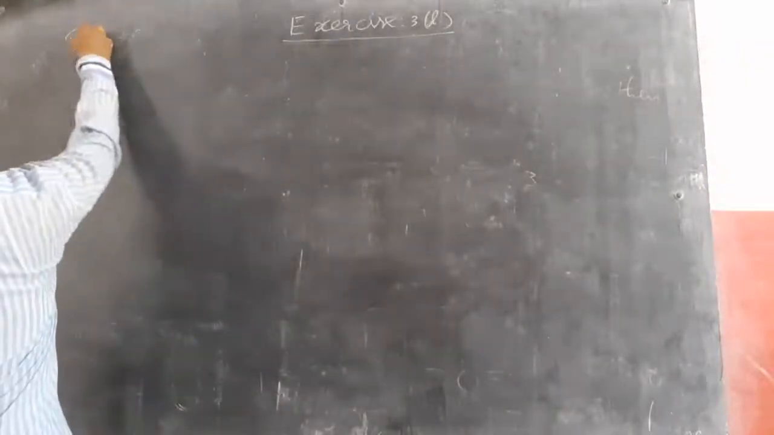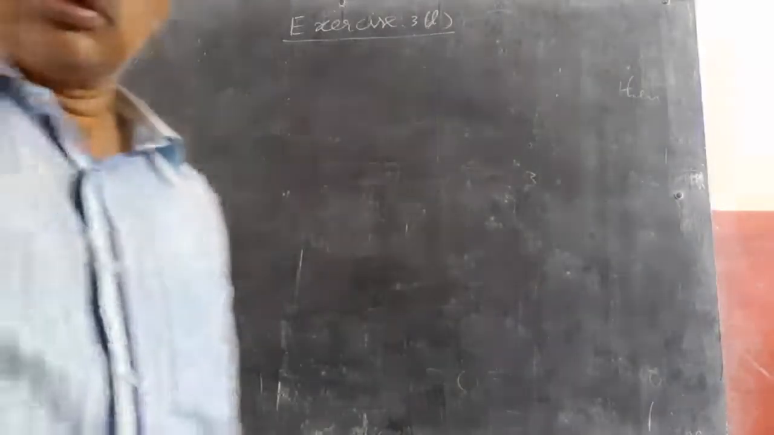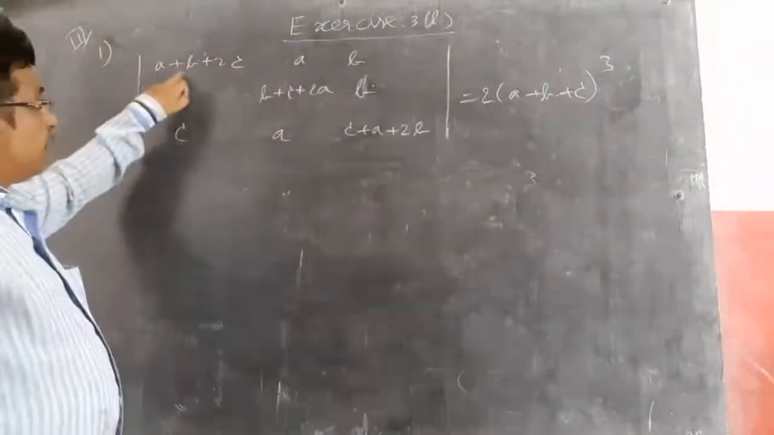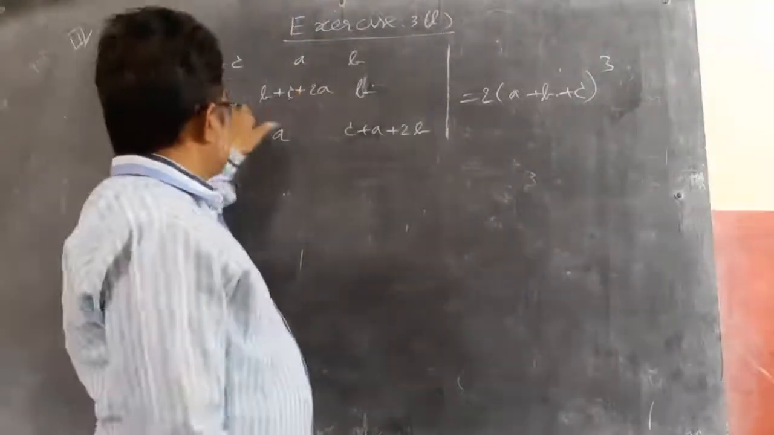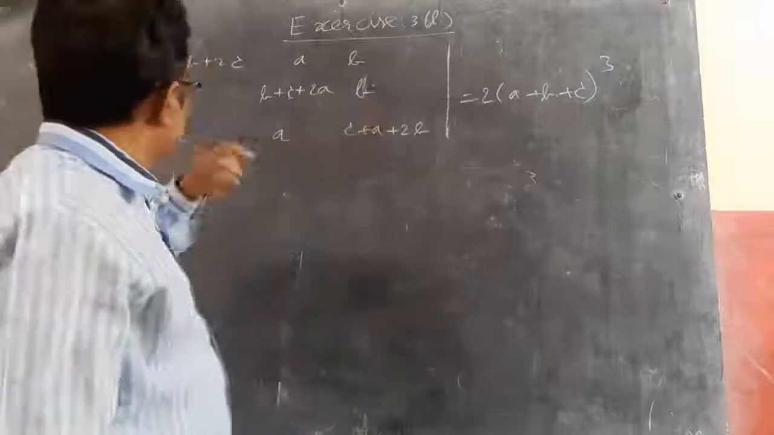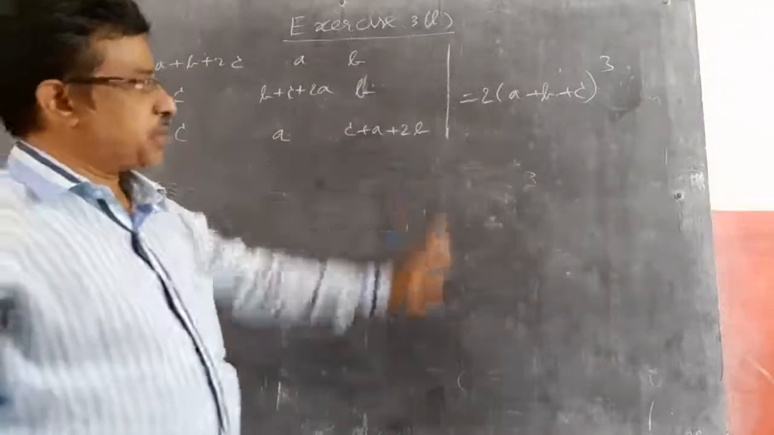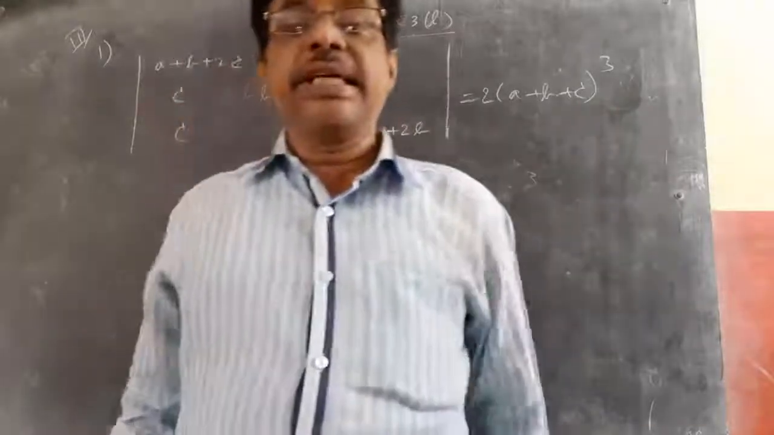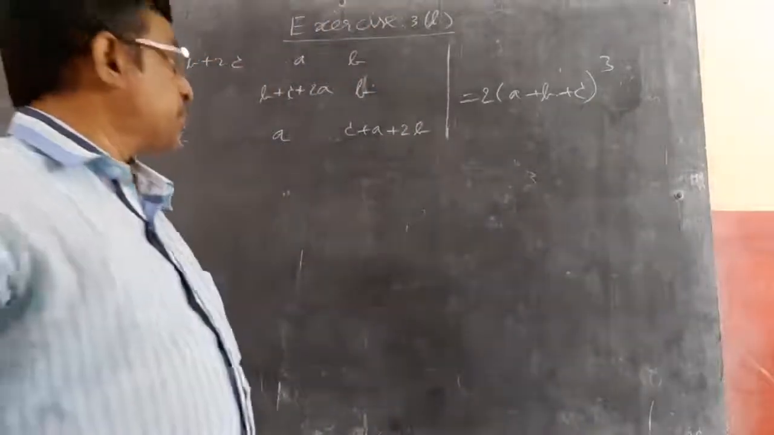Third Roman, first sum. Determinant of |a+b+2c, a, b; c, b+c+2a, b; c, a, c+a+2b| equals 2(a+b+c) whole cube, we need to prove. So very simple.